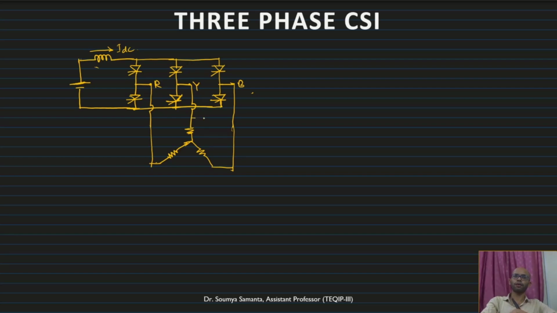Star connected load. Now we have to connect a capacitor across this. Line capacitor. And one more capacitor is here. So this is the load we can connect. T1, T2, T3, T4, T5, T6.